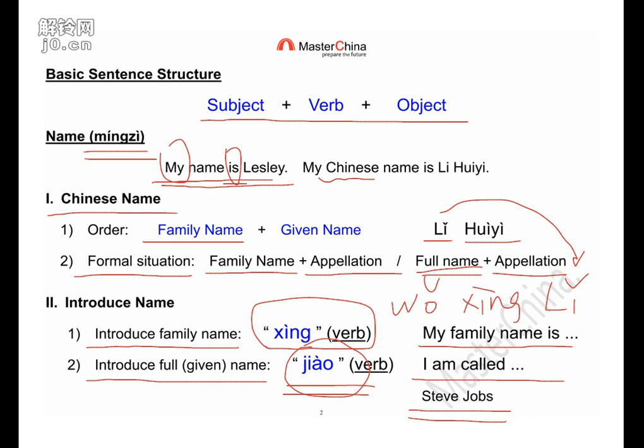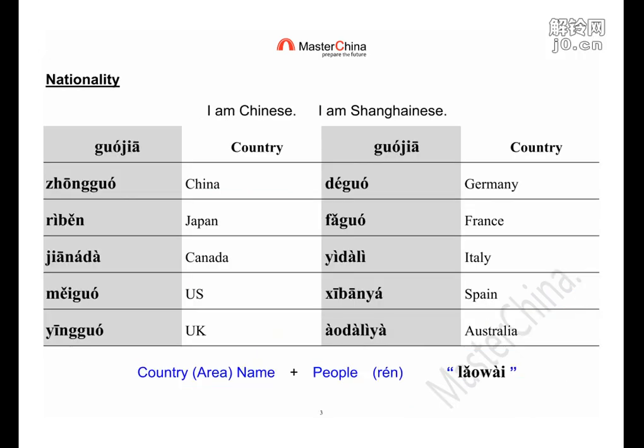我叫李会议. This is the best way. So how about yours? Let's try. Okay, so now let's see how to talk about my Chinese name. First, we need to understand the country, right?